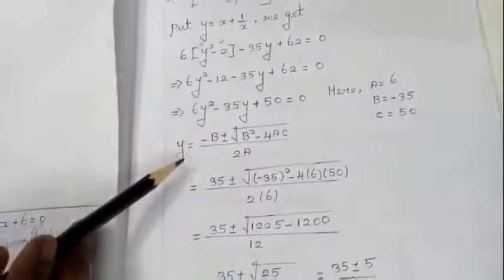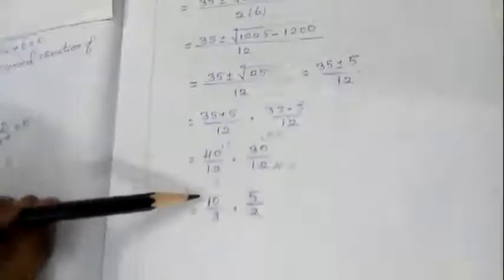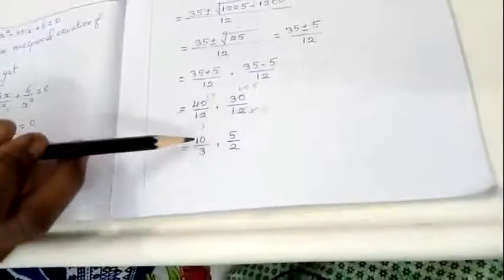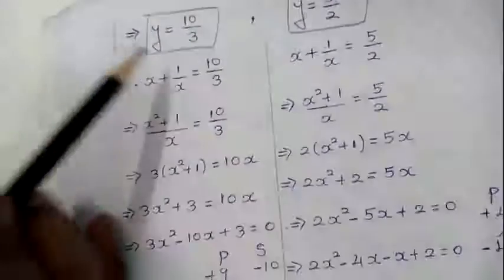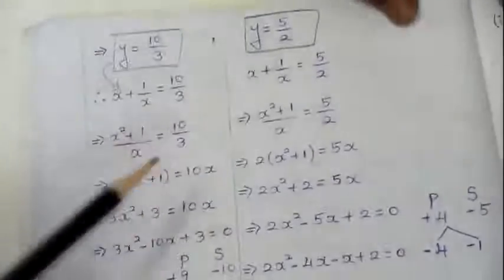Calculate. You will bring it in the form of product and sum. After bringing, you will get the answer for y. The answer for y is going to be 10 by 3, 5 by 2. I am getting this answer as y. We have to convert this into x. Y equal to 10 by 3 and y equal to 5 by 2, students. After calculating, what I am doing here, I am replacing y as x plus 1 by x. Similarly, this y as x plus 1 by x. Replace. Do the calculation, students.